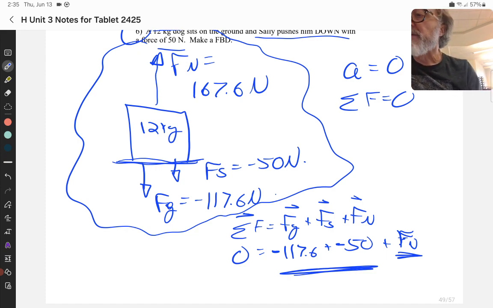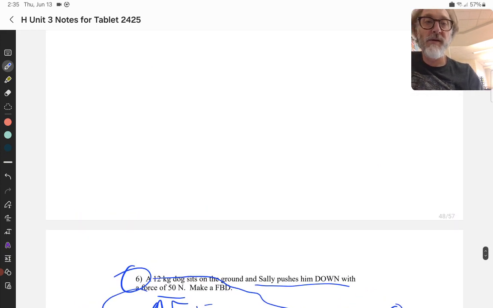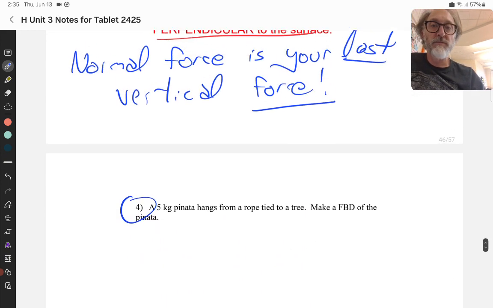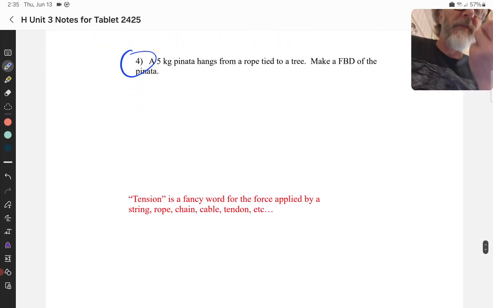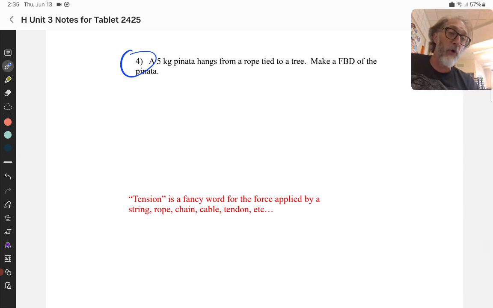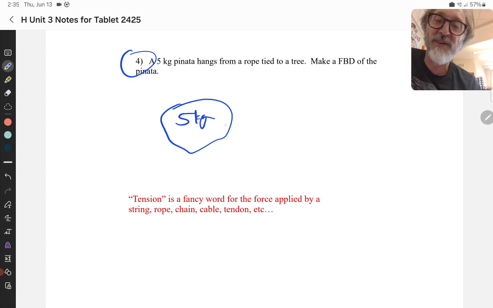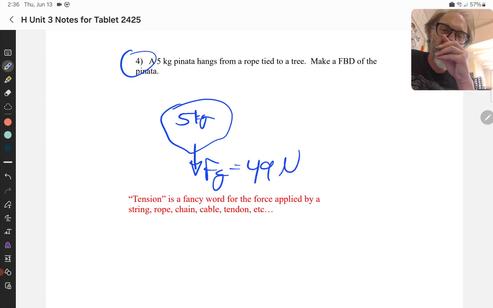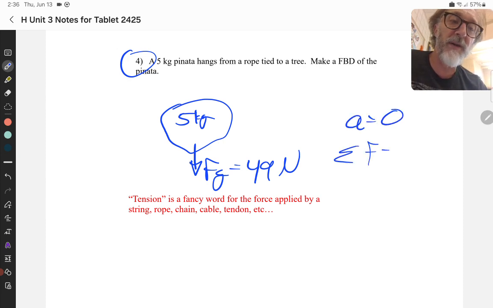All right. So in number 4, we've got a piñata hanging from a rope tied to a tree. So here's my piñata, 5 kilograms. Gravity's pulling it down with a force of 5 times 9.8, so 49 newtons. But again, it's just hanging from a rope tied to a tree. If it's just hanging there, then again my acceleration is 0. That means my net force is 0.